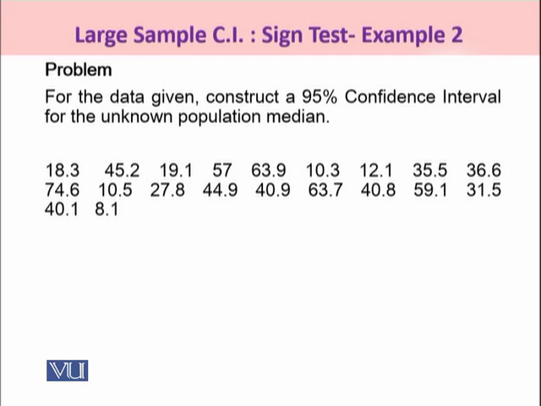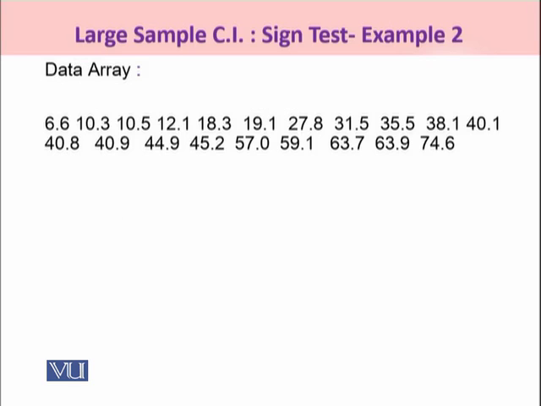Now, in order to calculate the confidence interval, so that we can easily locate the lower limit as well as the upper limit of the confidence interval, the first and foremost thing we have to do is arrange the data from the smallest to the largest observation. So students, this is the data array. Here you can see that the data has been arranged from smallest to largest observation.